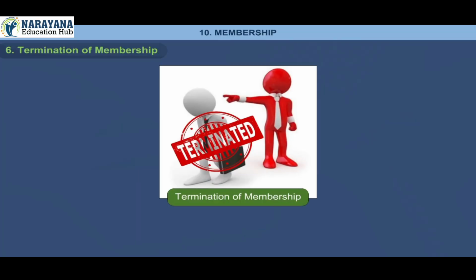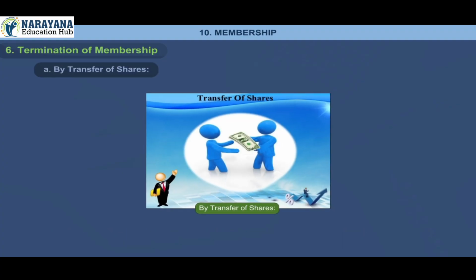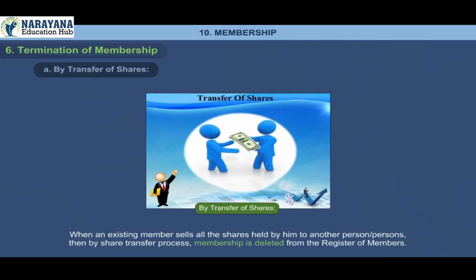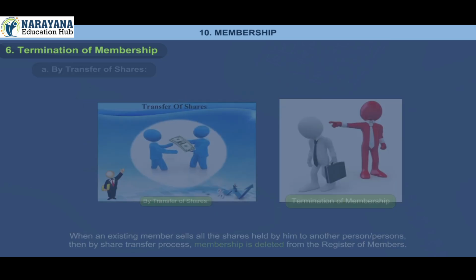6. Termination of membership. When a member's name is deleted from the register of members, membership comes to an end. Membership stands to be terminated under the following circumstances. A. By transfer of shares. When an existing member sells all the shares held by him to another person or persons, then by the share transfer process, his name is deleted from the register of members.